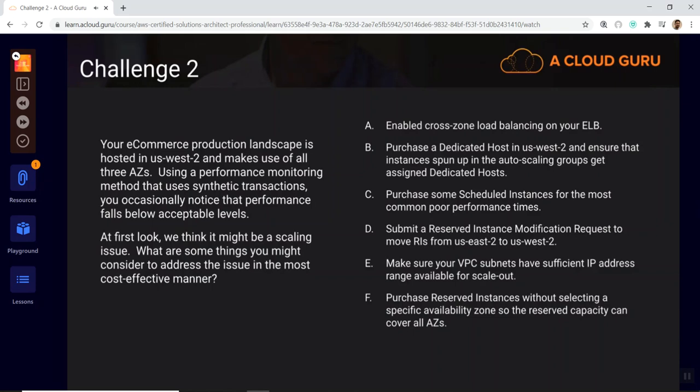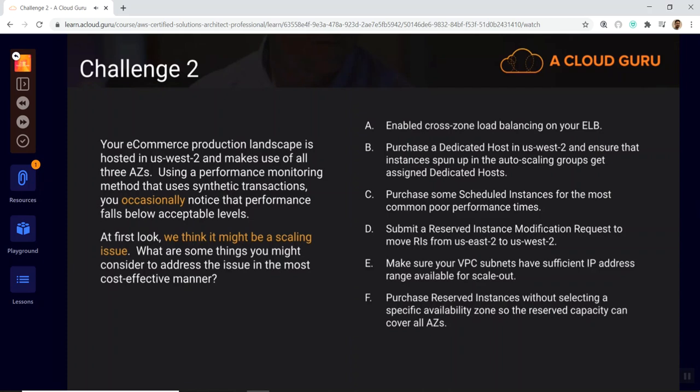All right, welcome back. If I look at the question, there's a few things that pop out at me. First, it's this mention of occasionally we notice that the performance falls below acceptable levels. And so that tells me it's probably something that is tied to traffic that we can't necessarily predict. And we think it might be something to do with scaling. We're not able to scale fast enough. So let's start with the answers.